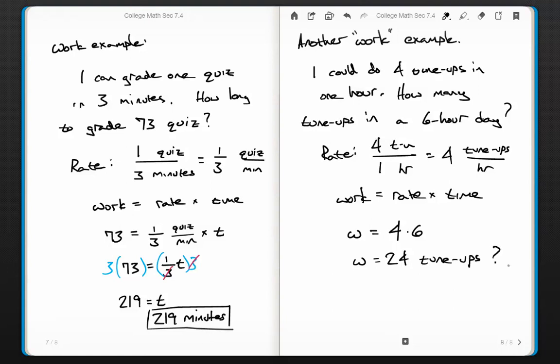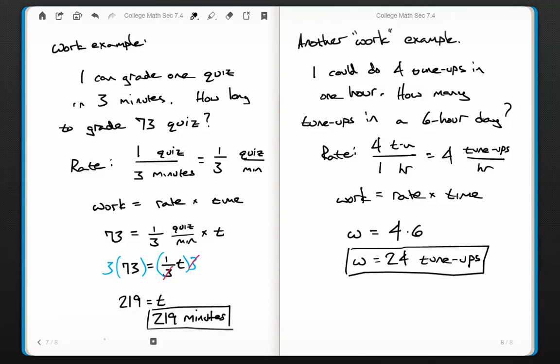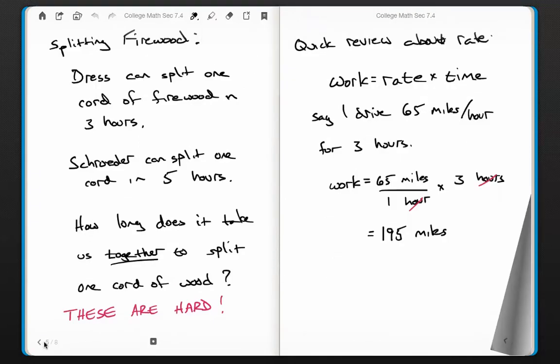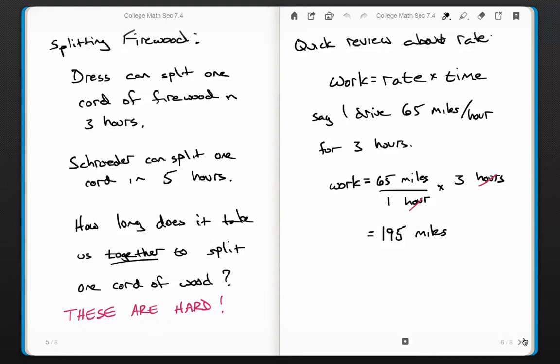All right, great. Oh, that's not a question mark. I was about to ask a question. So my question was not about tune-ups or grading quizzes. What was my question about back here? It was about, oh yeah, Dress can split 1 cord of firewood in 3 hours. Schrader can split 1 cord in 5 hours. How long does it take together to split 1 cord of wood? All right, well, let's take a look at that question.